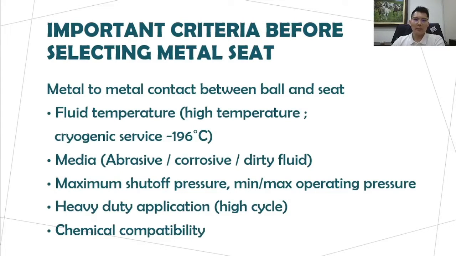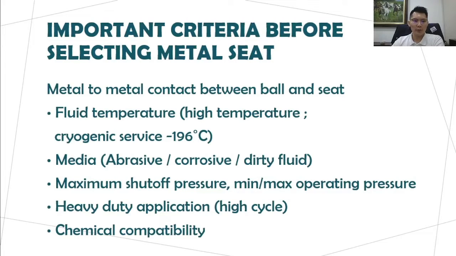First, when we use a metal seat, it is metal-to-metal contact between the ball and the seat, as in the example I shared just now. In a globe valve, it will be the plug with the seat. For a butterfly valve, it will be the disc with the seat, and so on. It is applicable to all different valve types, and the criteria are very similar.